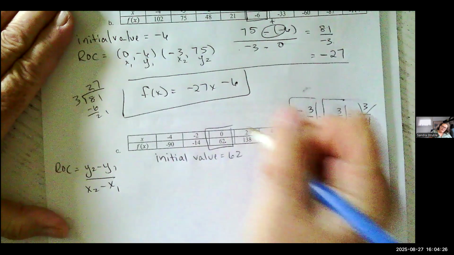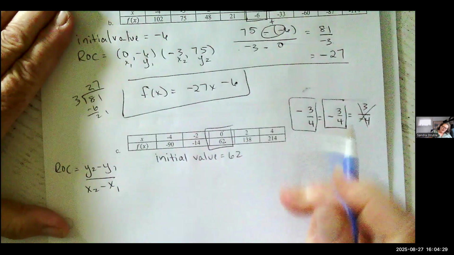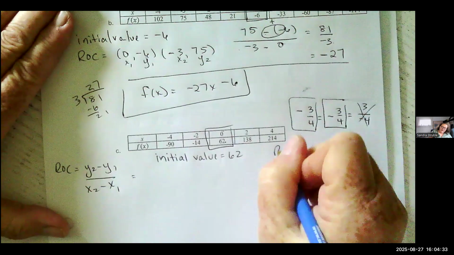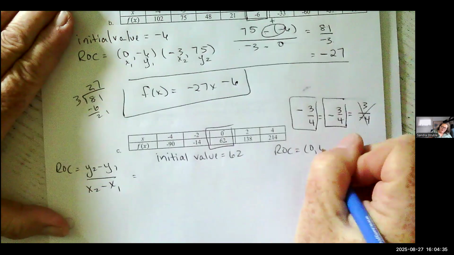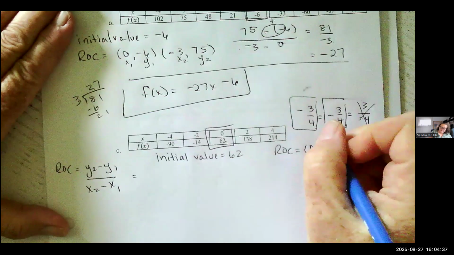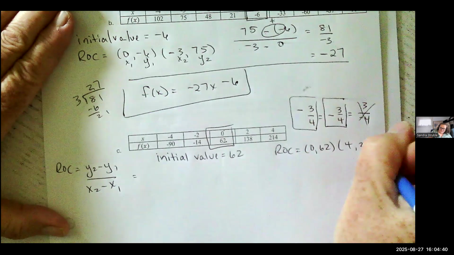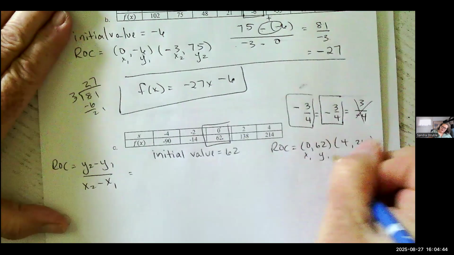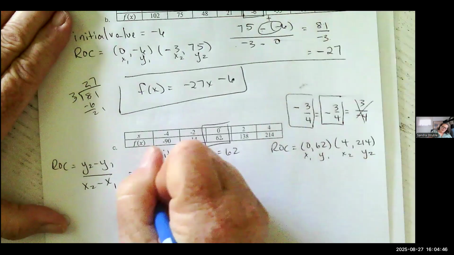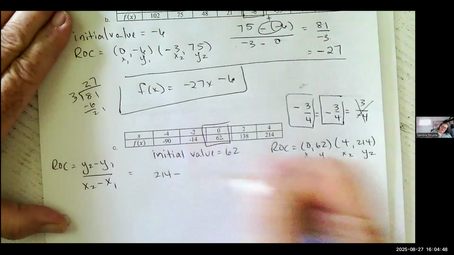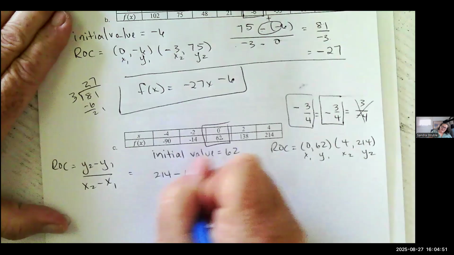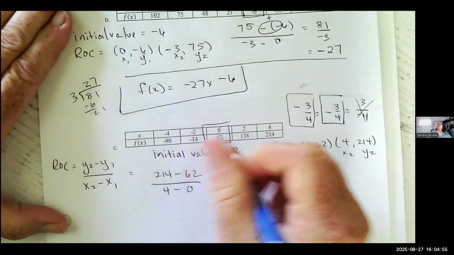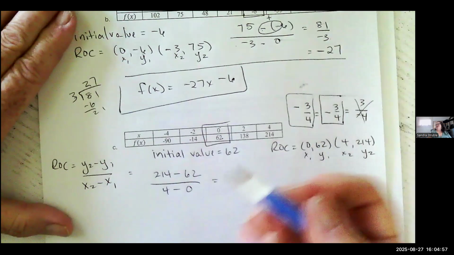Because it has the 0 for the independent variable. And then for my rate of change, I need to choose a second point. I'm going to choose (0, 62), and then I'll use (4, 214). So x1, y1, x2, y2: y sub 2 is 214, minus y sub 1 is 62, x sub 2 is 4, x sub 1 is 0. You don't have to use (0, 62), it's just easiest.